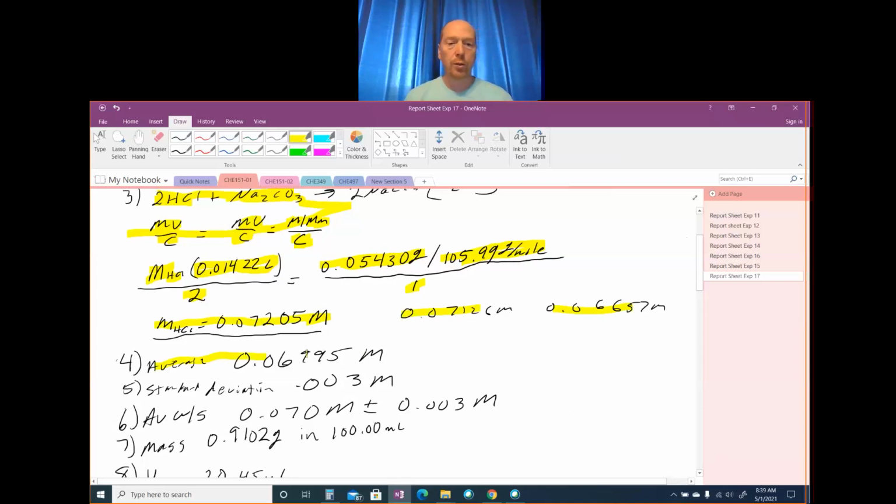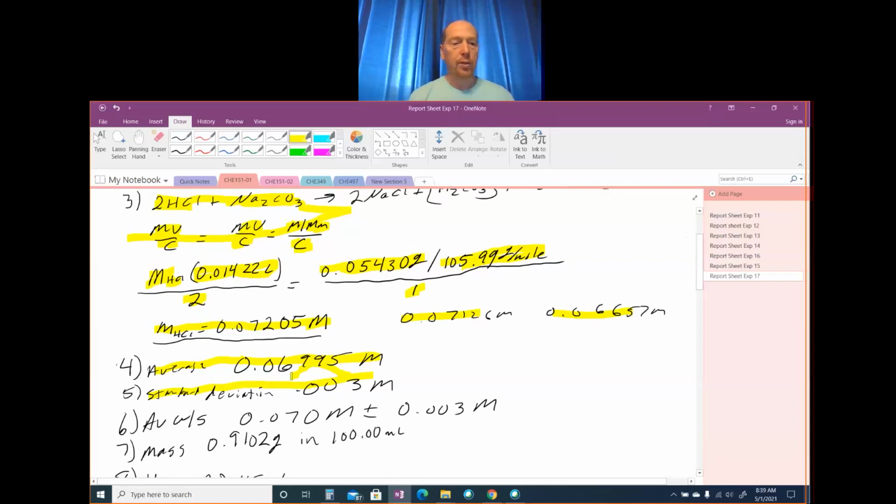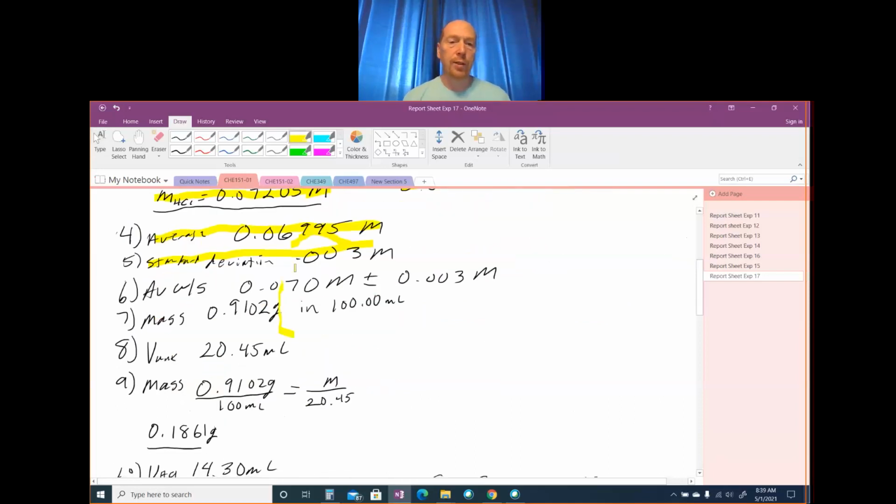So you add them up, divide by 3 to get the average. Do your standard deviation to 1 sig fig, and then you write your average using that standard deviation, which says your error is in the third decimal. So you give it to 3 decimals.